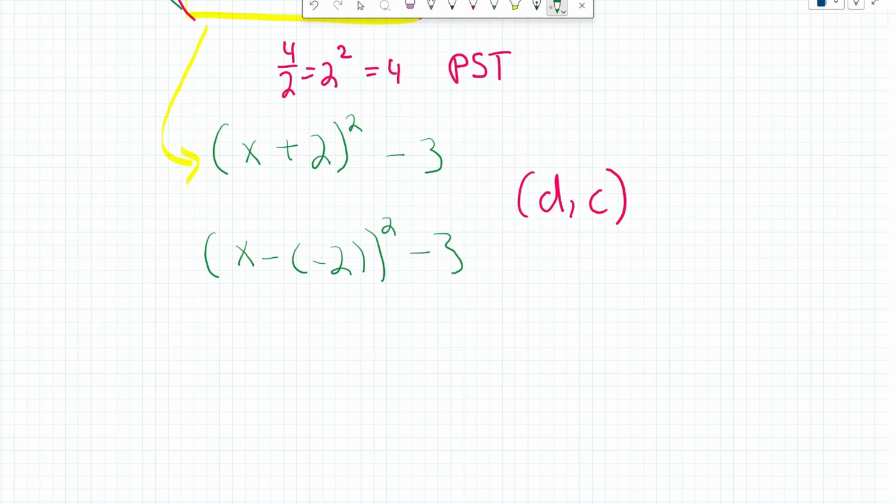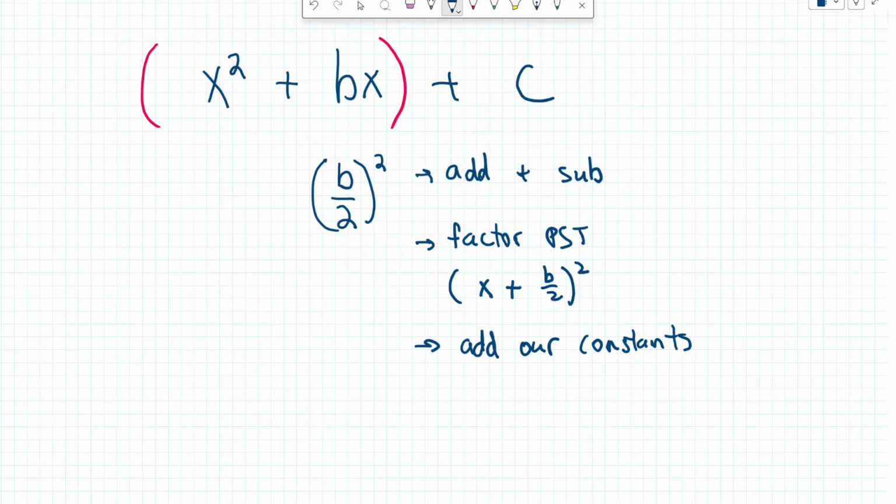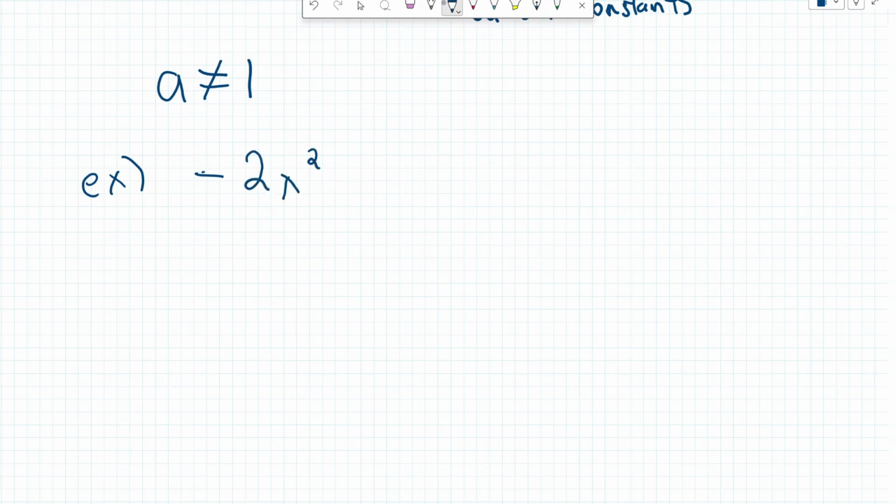So that's how we know that our d value is negative. Therefore, we have that our vertex here is negative 2 and negative 3. So let's look at another example when a does not equal 1, so we can see how we can actually factor that. Let's consider negative 2x squared plus 8x minus 6 equals 0.